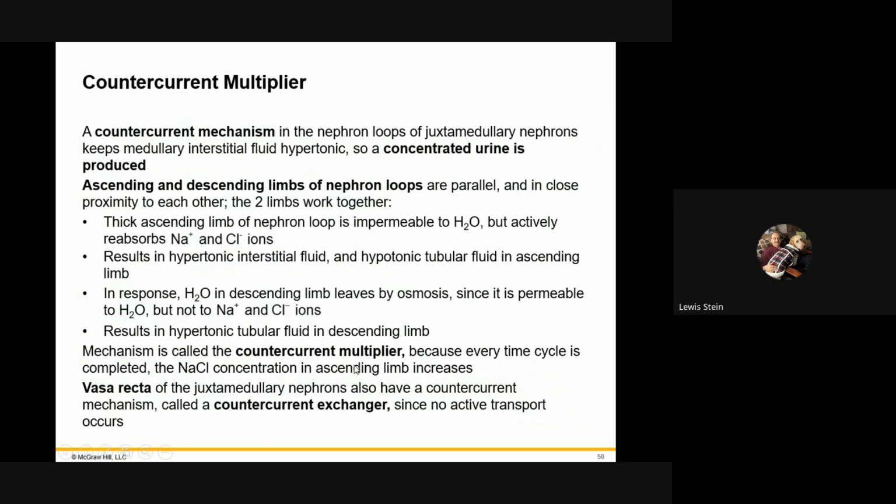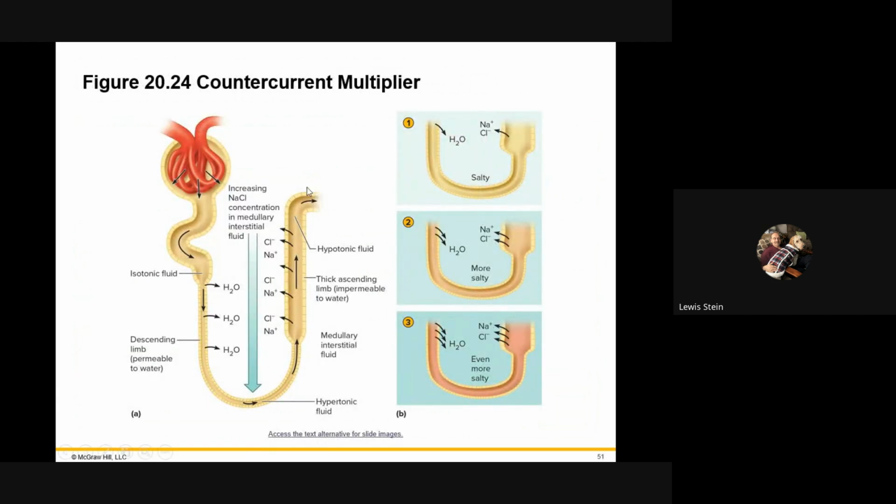So this mechanism is called the countercurrent multiplier, because each time the cycle is completed, it really changes the concentration. You're going to see what happens over time. And interestingly, where does that water go and where does the salt go that's being pulled out? That's because of these long blood vessels that are draped over it, called the vasa recta. They exchange, okay? And it's an exchanger because it doesn't necessarily expend energy. It takes a tremendous amount of energy to pull the water in and to pull some of these salts in. So here's kind of what it looks like.